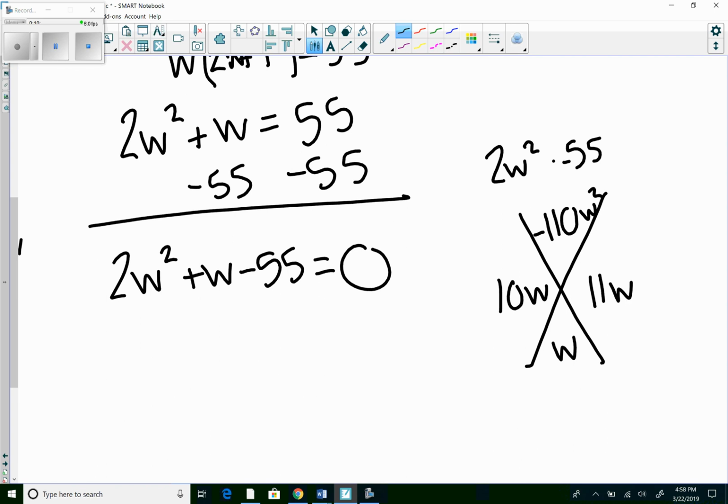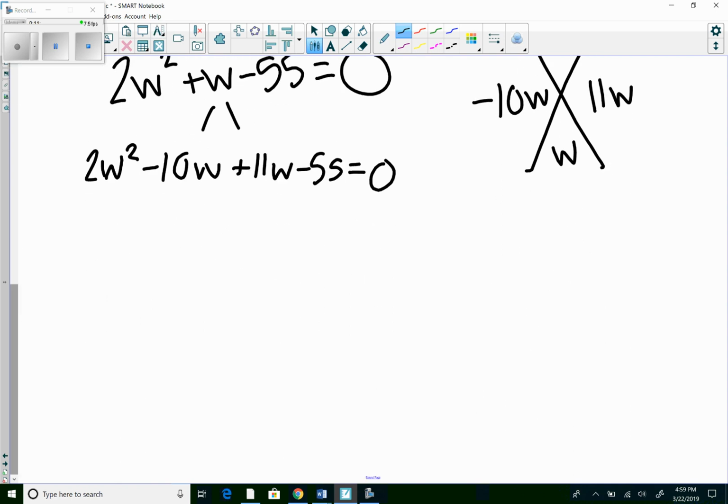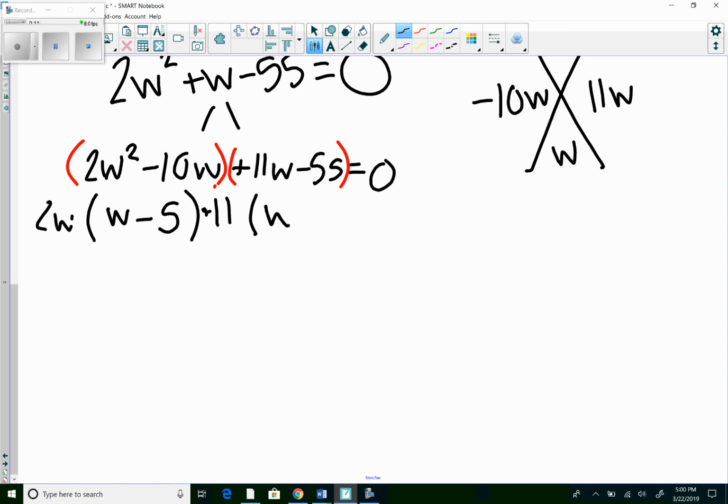And then I know that since this is positive W, I want the 11 to be positive and the 10 to be negative. So let's break this W up. So now I've got 2W squared minus 10W plus 11W minus 55. So now from here, I'm just going to, again, do that grouping. First two, last two. Now I'm going to try and take out that factor. In this first one, I'm going to take out a 2W, so then I'm going to be left with W minus 5. And then back here, I'm going to take out an 11, so that's plus 11, and then that's going to be W minus 5 again. Okay, so then my factors, I've got W minus 5 times 2W plus 11.